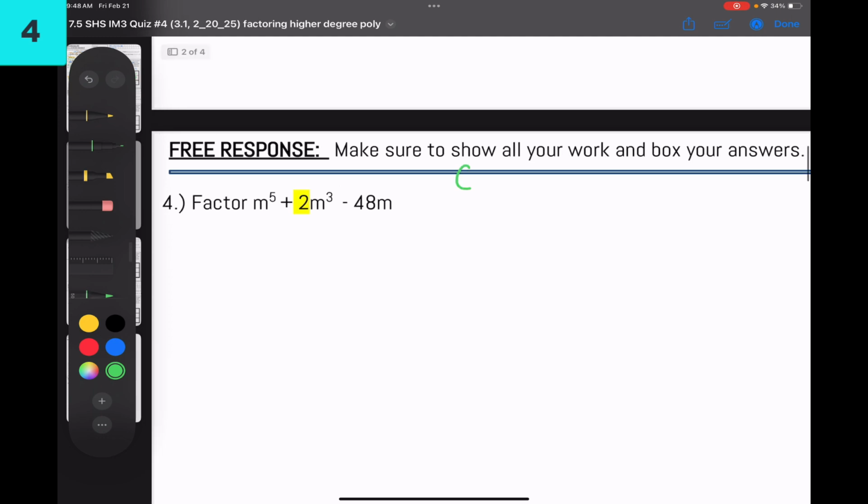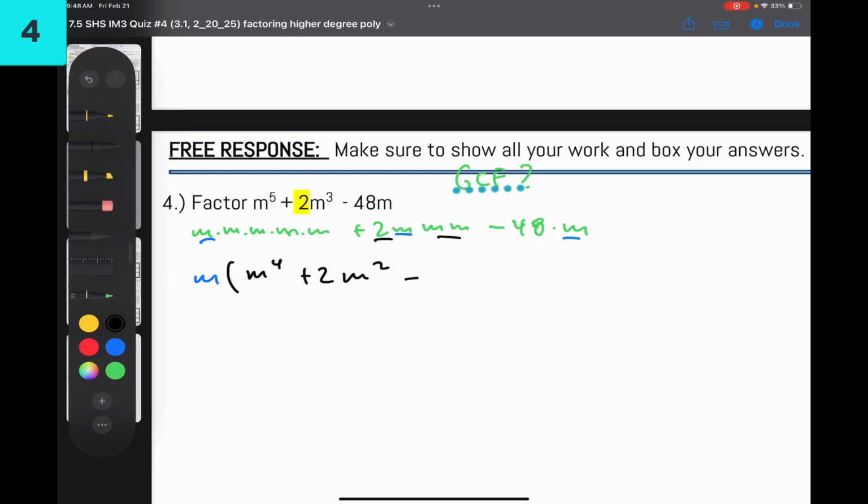Okay, number 4. First thing I'm going to do is ask, is there a GCF? And there is. So if I break these up, I notice they all have an m in common. So if I do that, then I'm left with m to the 4th plus 2m squared minus 48. Okay, now this I can use the X-box for.